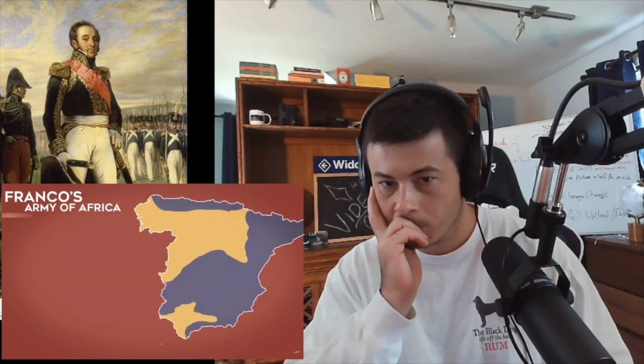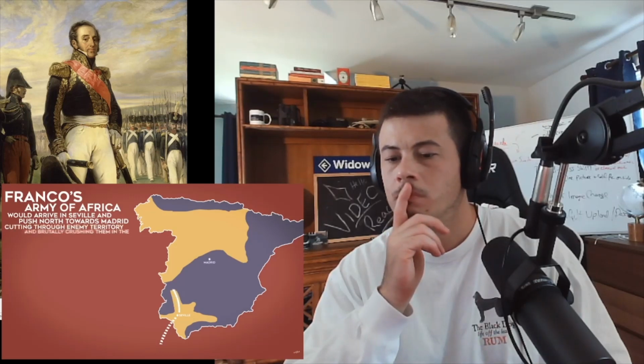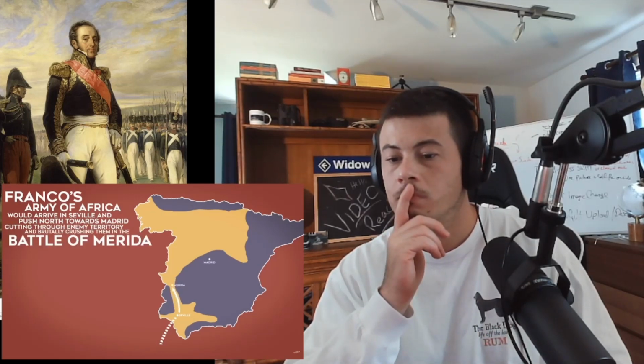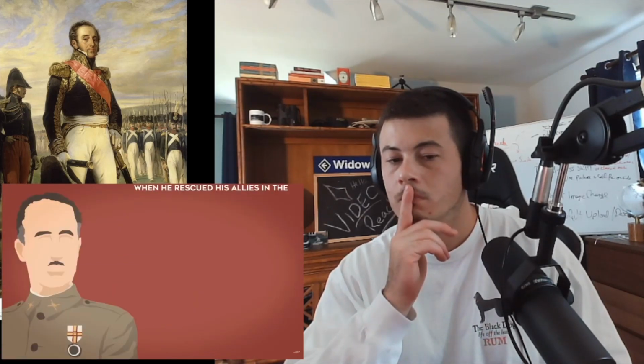Franco's Army of Africa would arrive in Seville and push north towards Madrid, cutting through enemy territory and brutally crushing them in the Battle of Merida in August. The nationalist territory was connected, and Franco was rewarded with the title Commander-in-Chief when he rescued his allies in the siege of Alcazar.